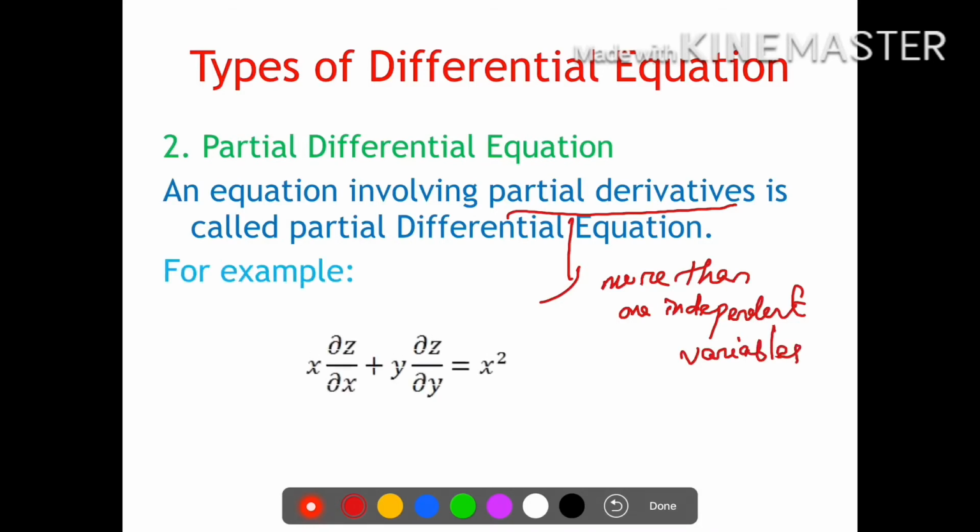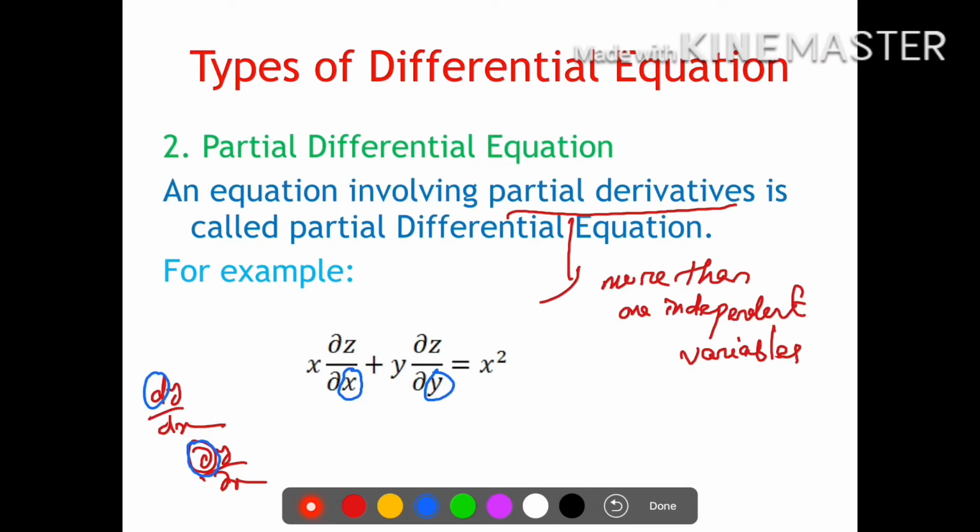Suppose the example is like this: x ∂z/∂x plus y ∂z/∂y is x squared. For an ordinary derivative we represent it like this, and for a partial derivative we use this symbol. This is the symbol for ordinary derivative and this is the symbol for partial derivative. Here, if you observe, you have two independent variables. That's why we are using partial differentiation here.